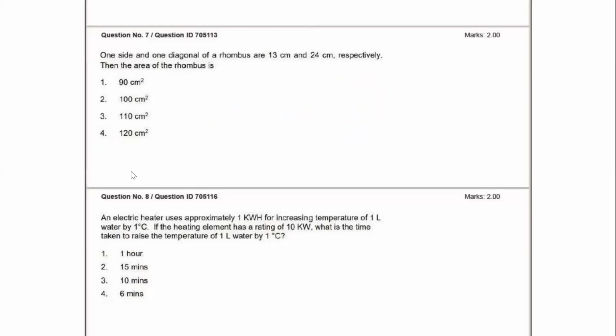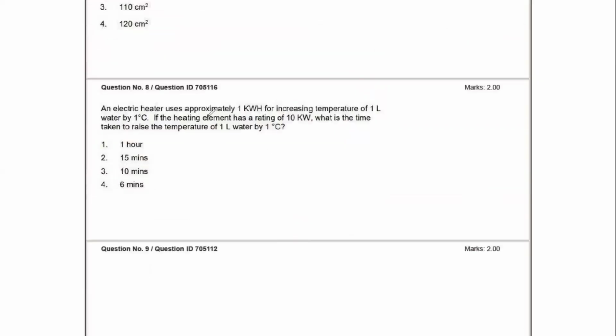Question 8. An electric heater uses approximately 1 kilowatt hour for increasing the temperature of 1 liter of water by 1 degree Celsius. If the heating element has a rating of 10 kilowatt, what is the time taken to raise the temperature of 1 liter of water by 1 degree Celsius? So the electric heater uses 1 kilowatt hour to increase 1 liter of water by 1 degree Celsius. Now, if the rating is 10 kilowatt, it uses not 1 kilowatt, but 10 kilowatt at a time. And hence that 1 hour time period, where's it gone? This 1 hour.